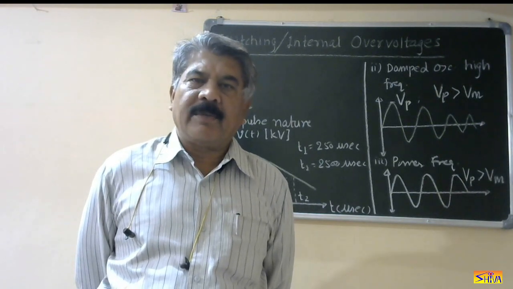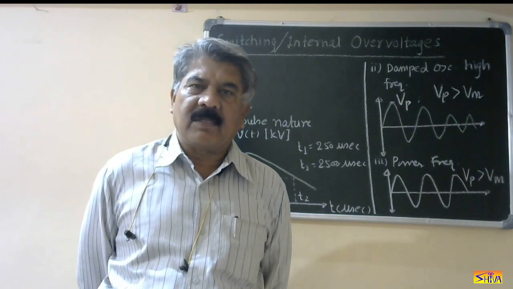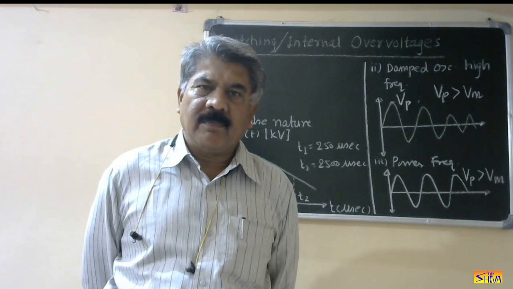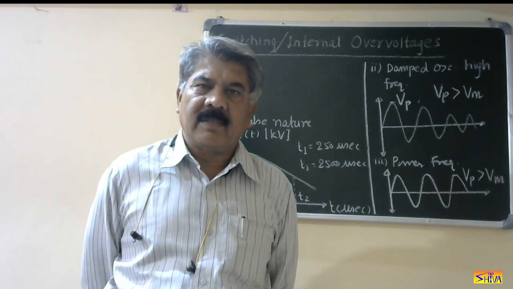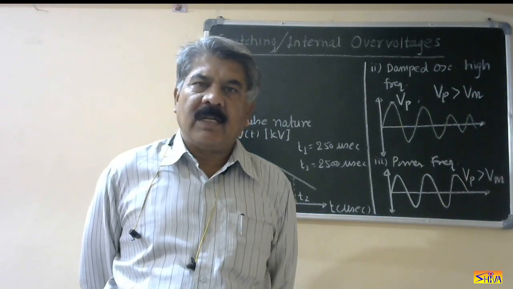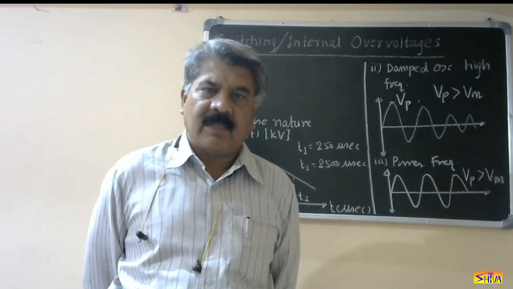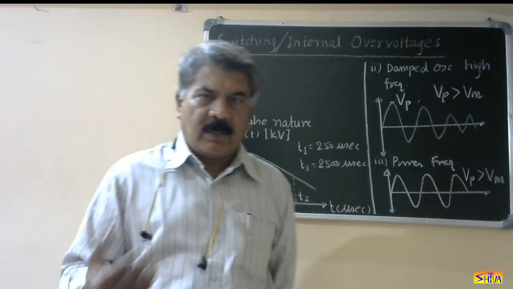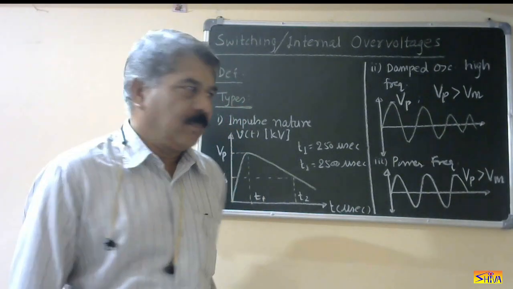Now, when switching operations are there, the energy stored in the capacitance of the system in electrostatic form and in the inductors in electromagnetic form is released. And due to release of these energies, the switching over voltages are generated. They are over voltages because the magnitude is higher than the normal system voltage.